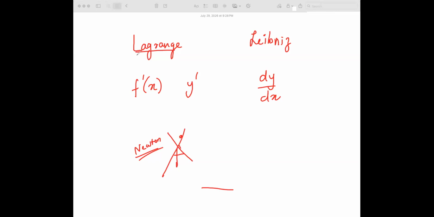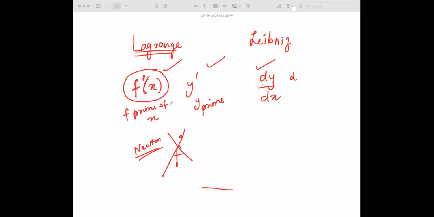However, Lagrange notated derivatives as f dash of x. What is a derivative? That is the slope of the tangent line at that point. Now, this is f prime of x, read as f prime of x. This is y prime. Here, this is read as derivative of y with respect to x. Any questions, guys? We keep using this, or this. Any questions?